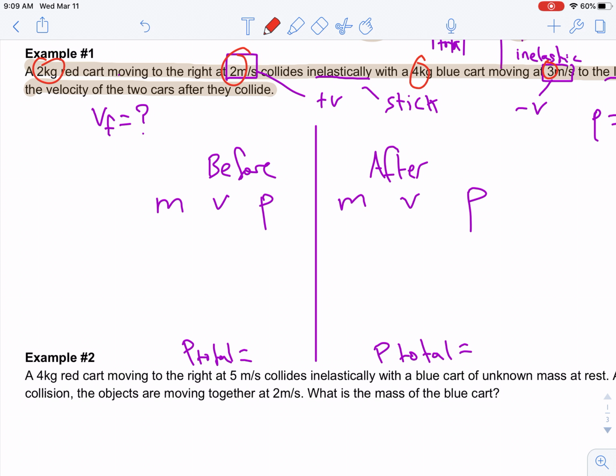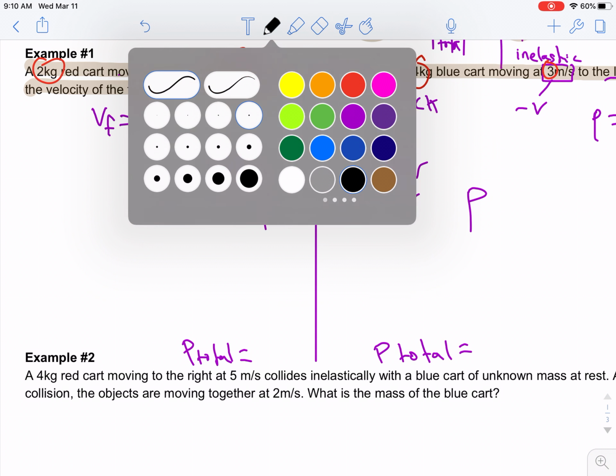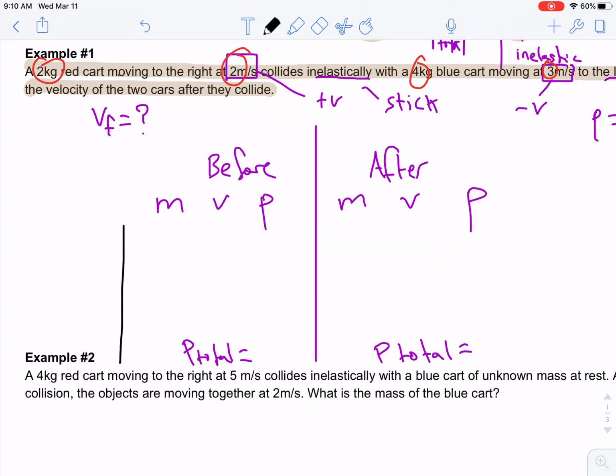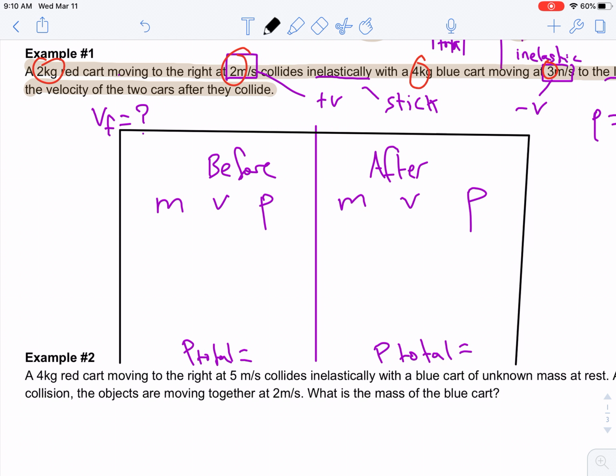So when they collide and stick together, they're going to be moving to the left. They're going to be moving in whatever direction the blue car was moving. That's just a good way to think about it. So hopefully, when we finish, that'll be a true thing.